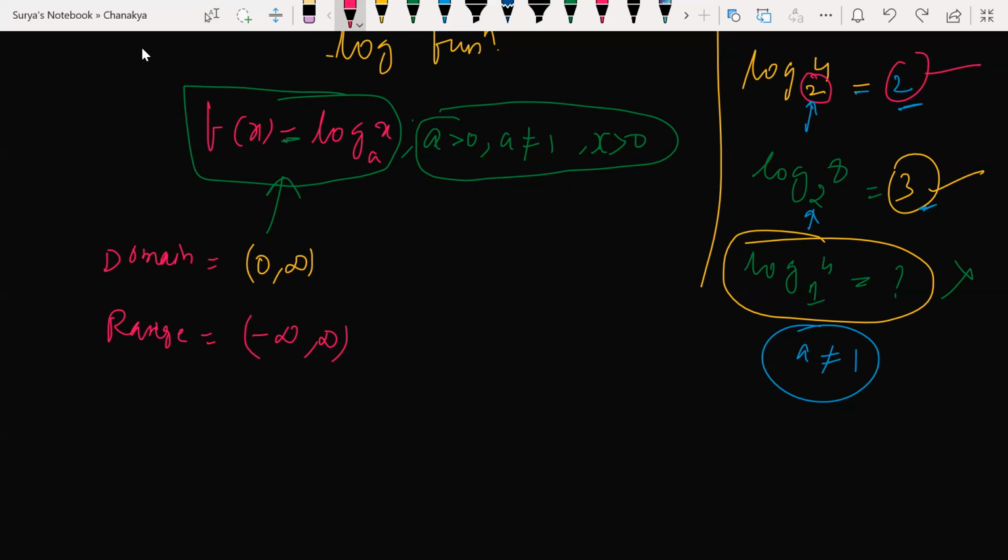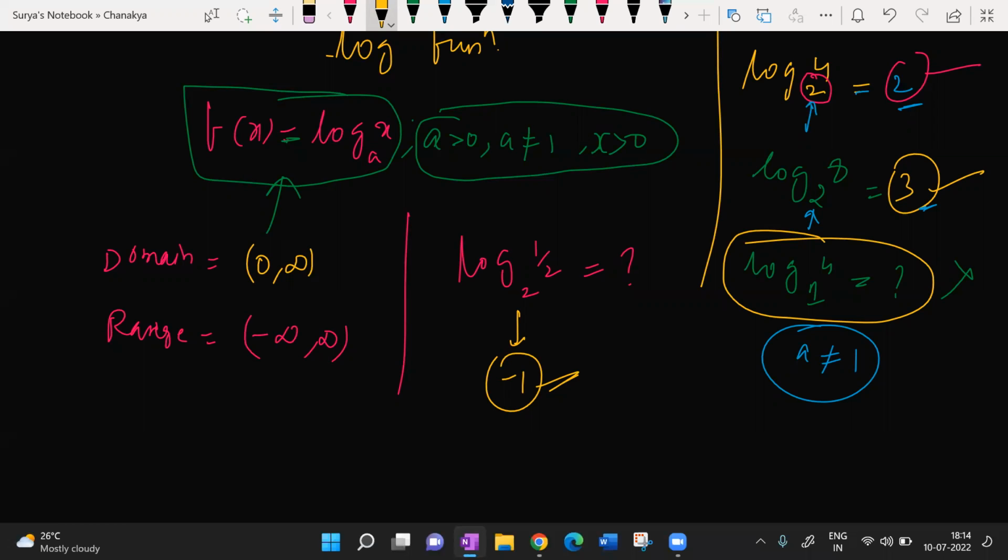Like, no, sir, I'm not able to understand what you mean. Let me give you a simple example. Look at it here: log 1 by 2 with base 2. What is the answer going to be? Tell me now. 2 to the power of what gives me 1 by 2? 2 to the power of minus 1 gives me what? 2 to the power of minus 1 gives me 1 by 2 or not? So the answer is what for this? Minus 1, or not?